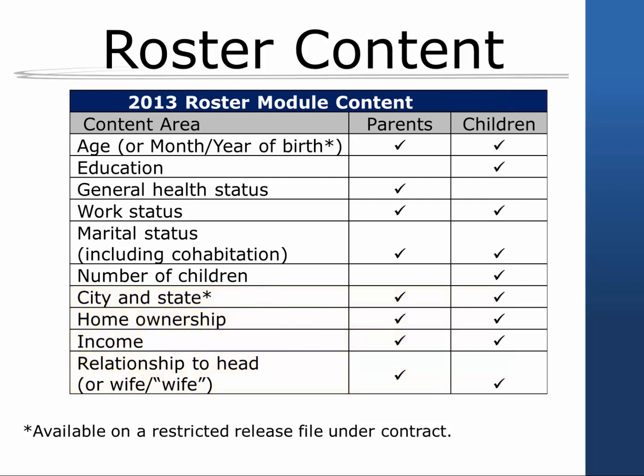For each child of heads, and if applicable wives, PSID asks about month and year of birth, which is released as age, education, work status, marital status including cohabitation, number of children, city and state released on a restricted file, home ownership, and categorical income measures. Relationship to head, and if applicable wife, is also recorded.